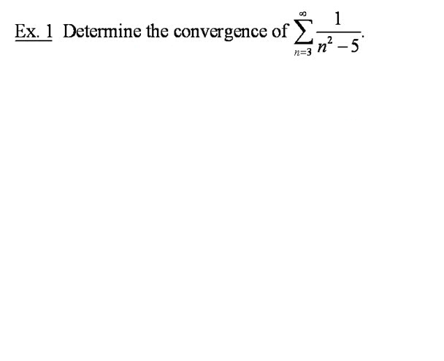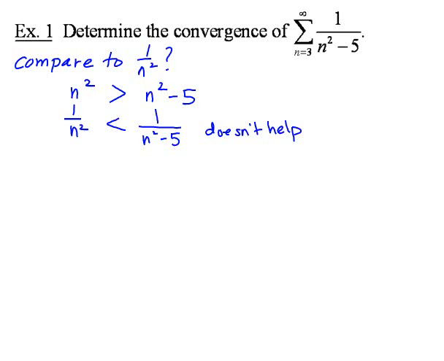In example 1, I'll use the comparison test to determine whether the series 1 over n squared minus 5 from n equals 3 to infinity converges or diverges. My first thought would be to compare to 1 over n squared. However, since n squared is greater than n squared minus 5, 1 over n squared is less than 1 over n squared minus 5. Comparing to a convergent series that's less than our series doesn't help us prove anything.